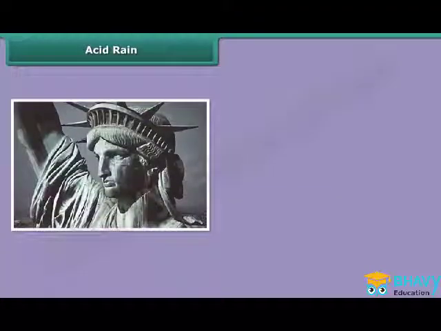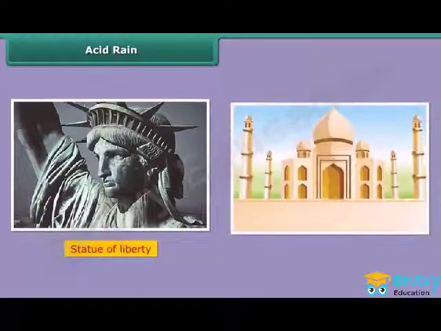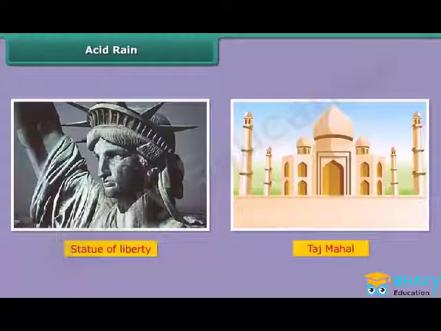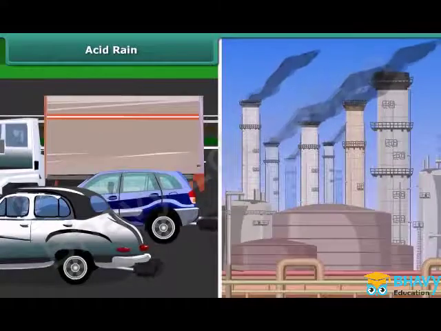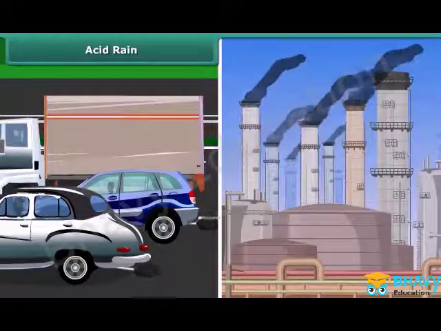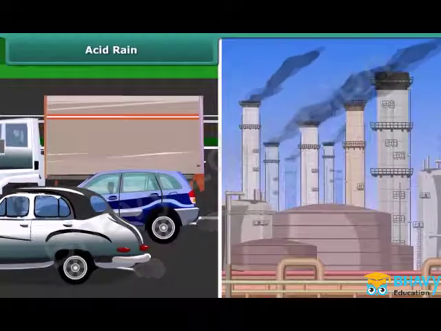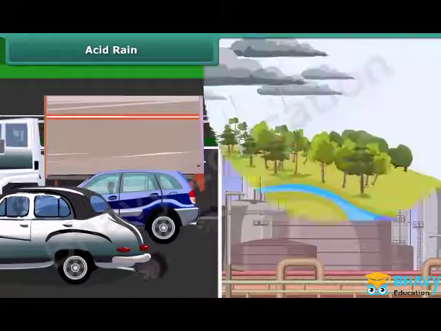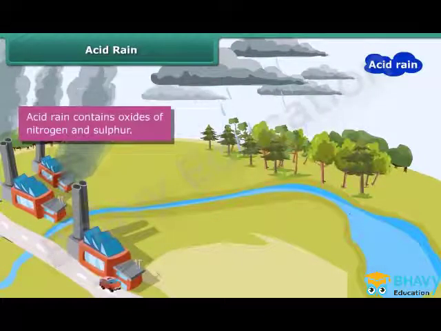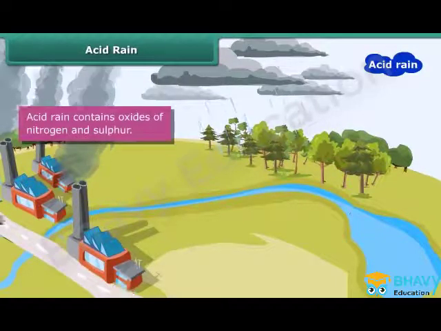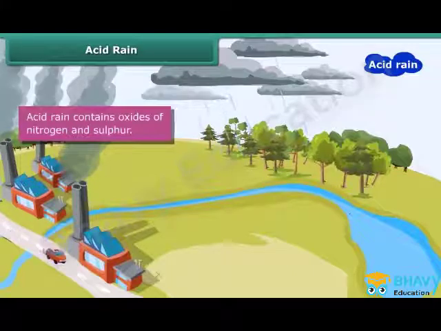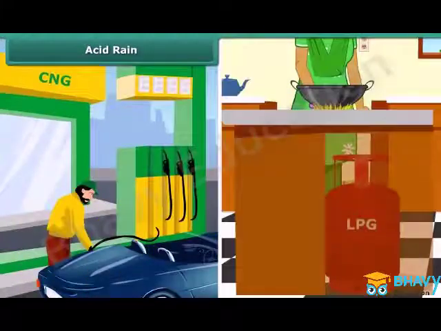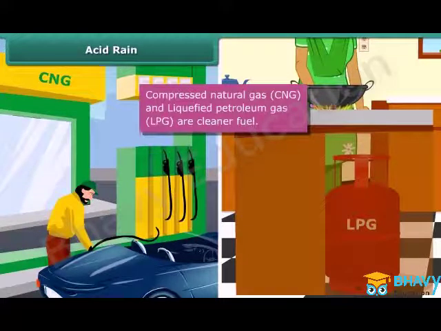These are the images of Statue of Liberty in New York and Taj Mahal in Agra. They are badly damaged due to acid rain. Do you know what causes acid rain? Industries and vehicles release toxic gases like sulphur dioxide and nitric oxide into the atmosphere. These gases react with the water vapors present in the atmosphere to form sulfuric acid and nitric acid, which fall as acid rain. What can reduce the acidic rain? Use of clean fuels like compressed natural gas, CNG, and liquefied petroleum gas, LPG, can reduce the acidity of rain.